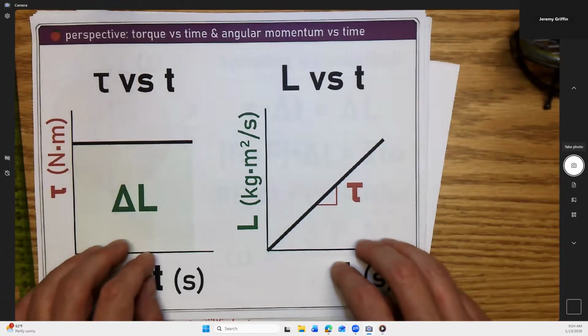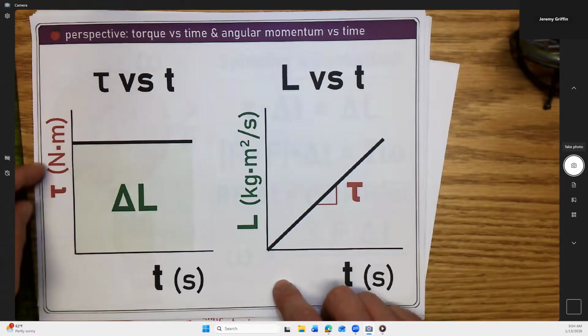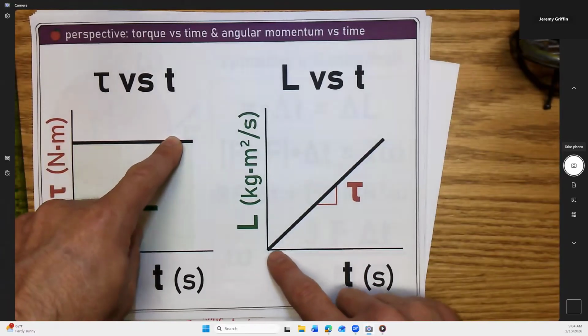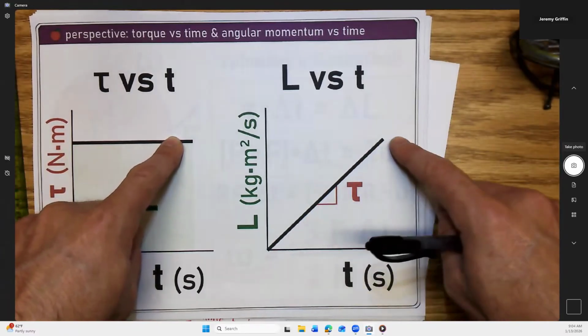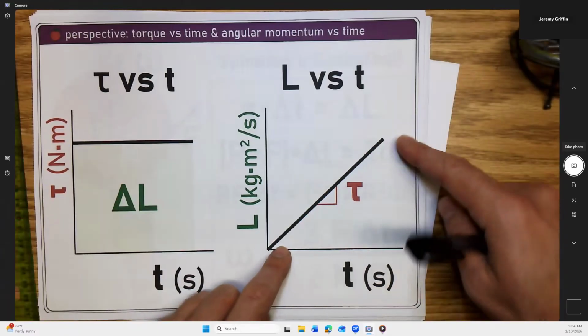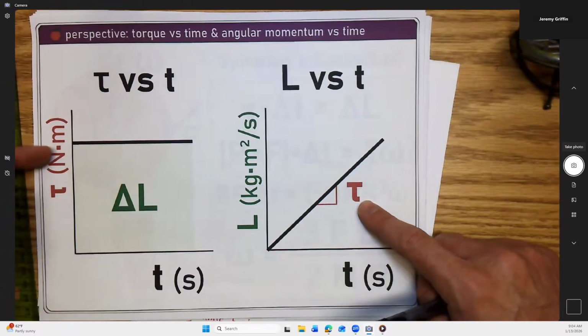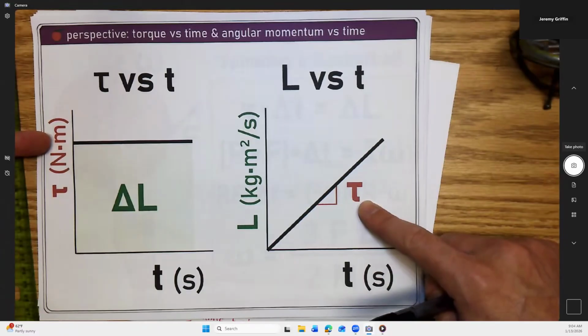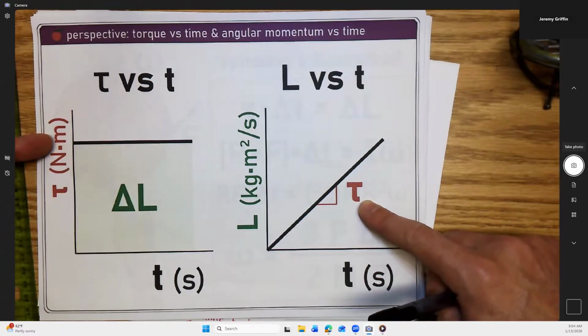Okay. So these two graphs are related. If you have a constant torque, then angular momentum versus time is increasing at a constant rate, so that would be a constant slope. So the slope of this line is the coordinate of this curve.